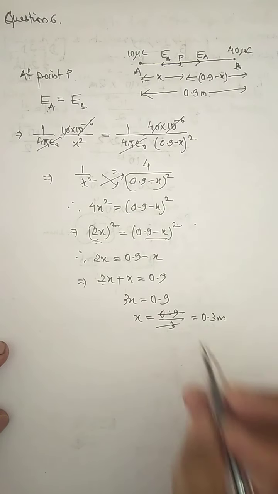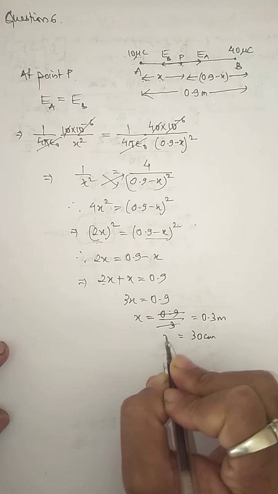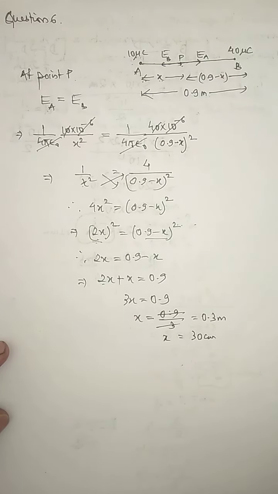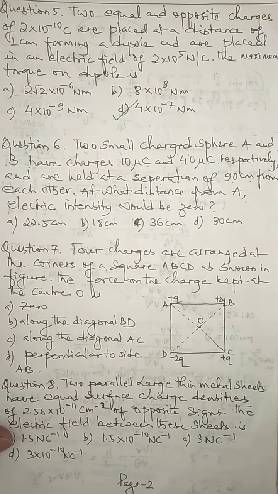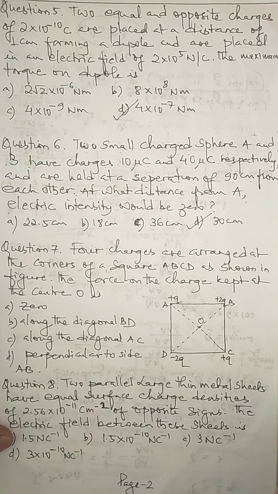Meter. So 0.3 meter means nothing but how much? 30 centimeter. So converting into centimeter means 30 centimeter. So the correct option is option number D, that is 30 centimeter. So the answer is option number D. So this is the explanation of question number 6.